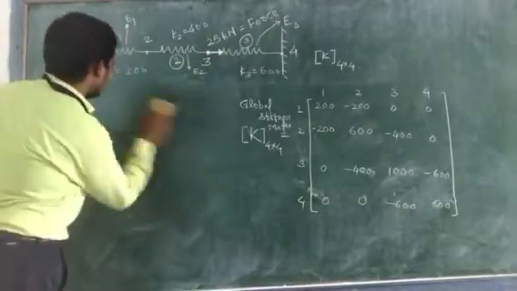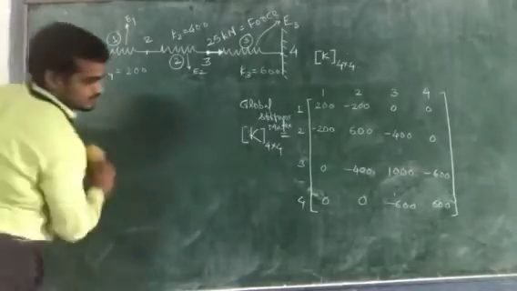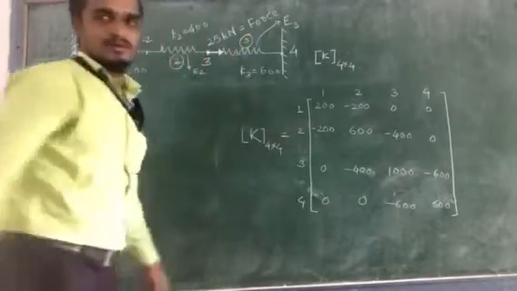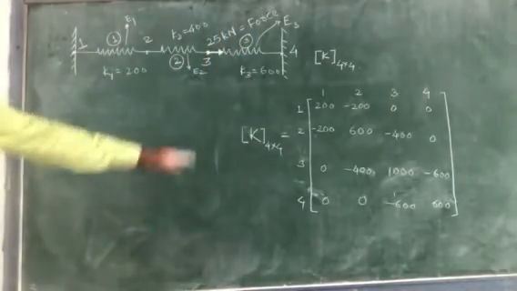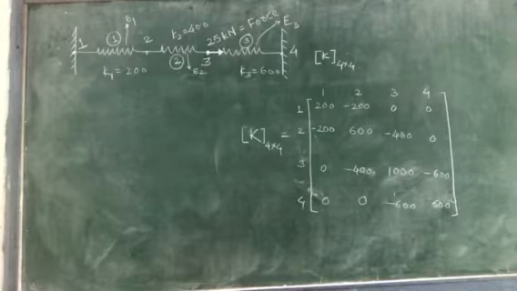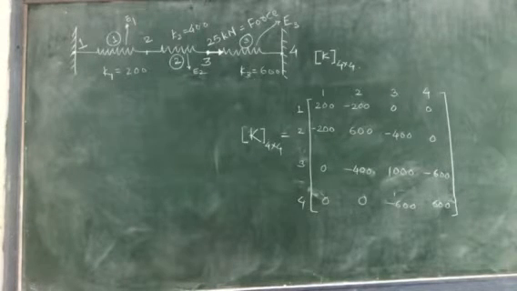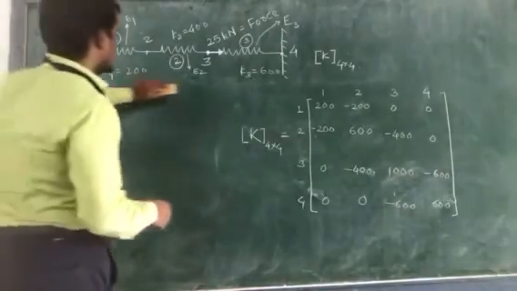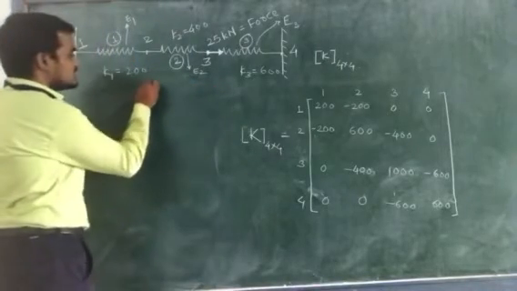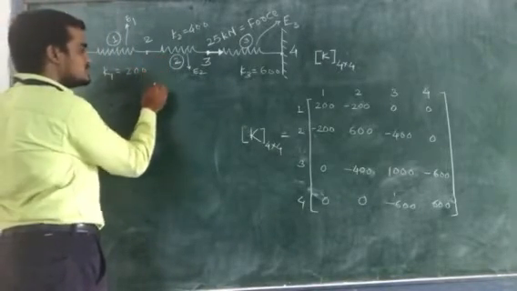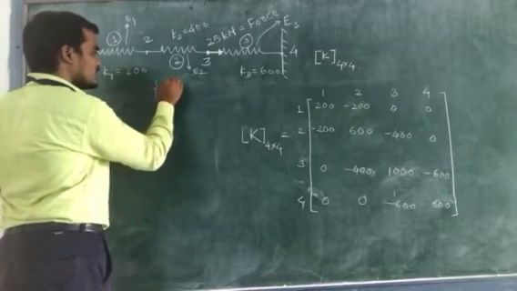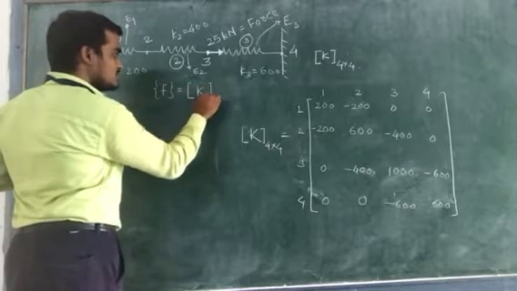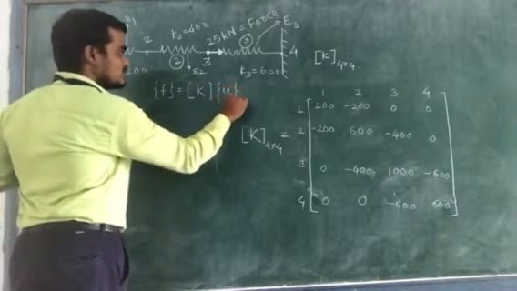Now next step. So now next step is what? Your global stiffness matrix is of 4 by 4. Now next step is to find out the force and displacement relationship. As you have studied, the force and displacement relationship for this spring element is given as force vector F is equal to global stiffness matrix K times your displacement vector.